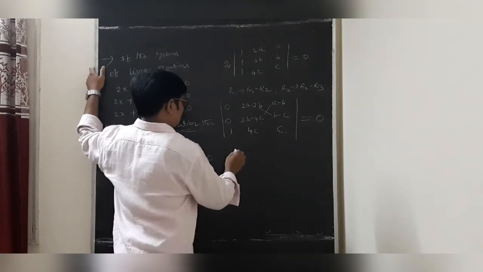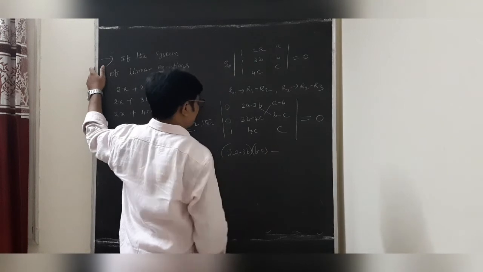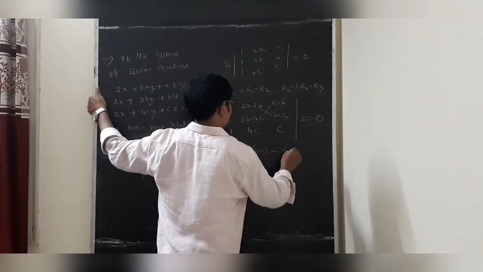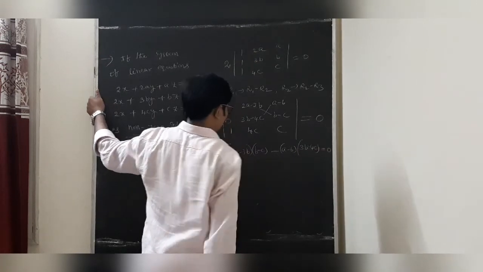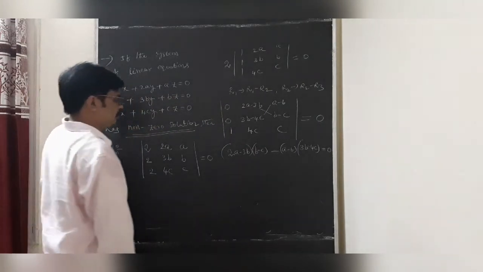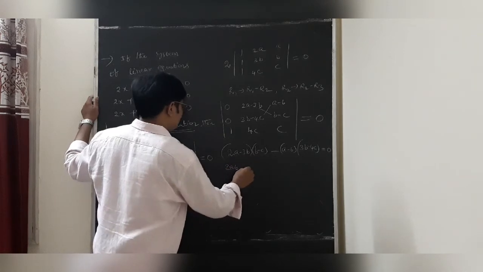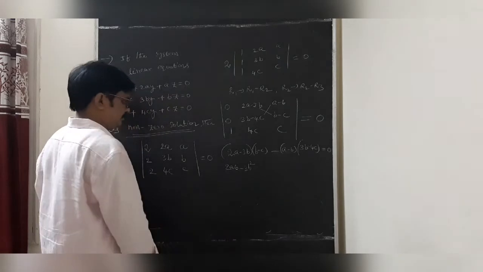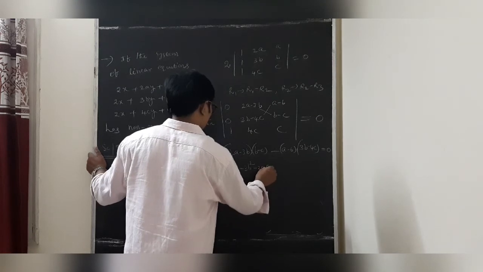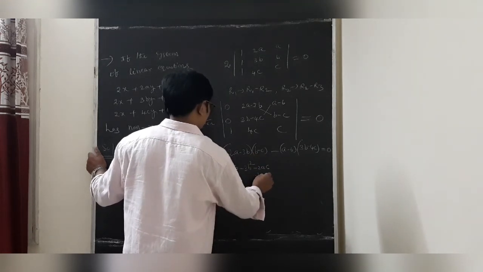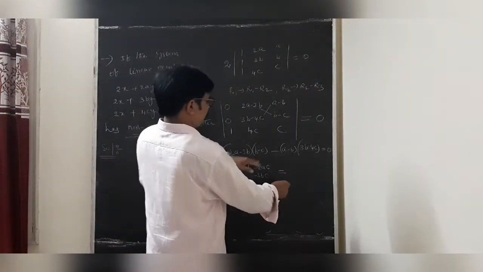Dear students, that is (2A minus 3B) into (B minus C) minus (A minus B) into (3B minus 4C) equal to 0. Now, how to multiply with B? This is 2AB, this is minus 3B square. After that, we can write minus 2AC minus 3BC. Dear students, what we observe, this will be sent to the other side, minus becomes plus.